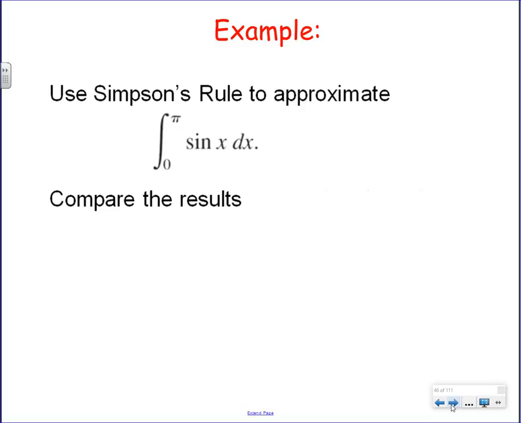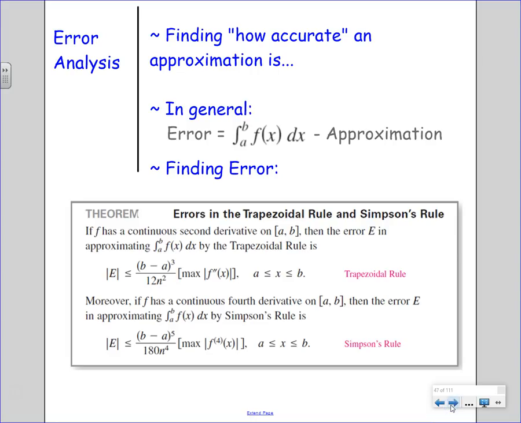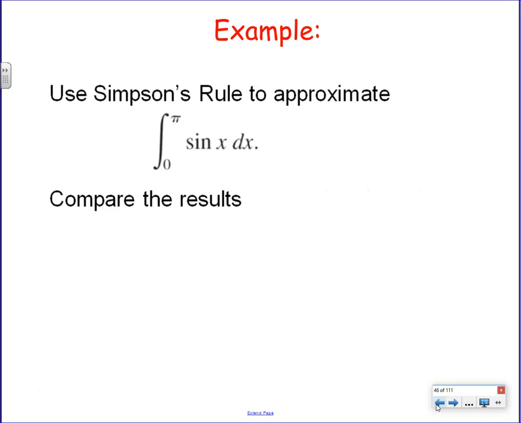So, how would we use Simpson's rule to approximate? We would plug into that nasty formula. Our a would be 0. Our b would be pi. And our n. Oh, did I totally take it away? We have to choose an n.